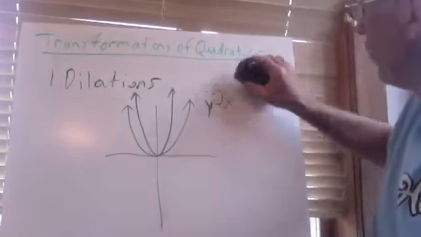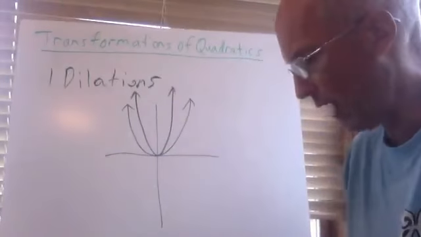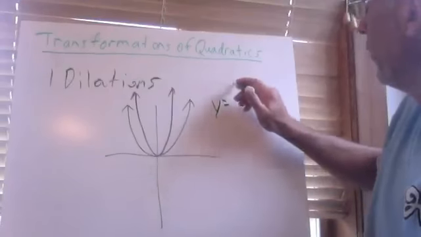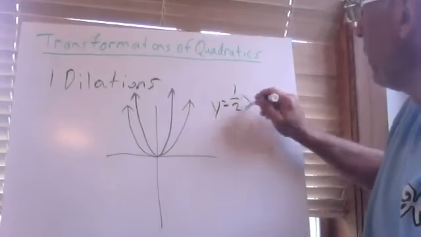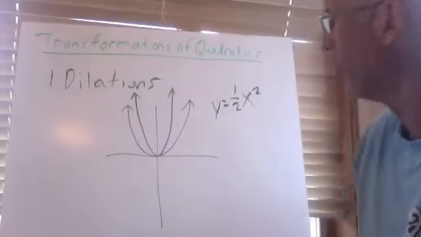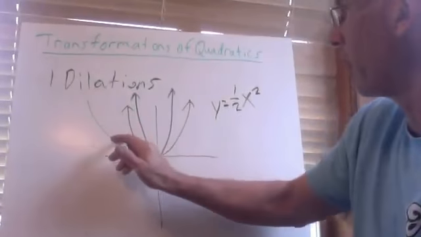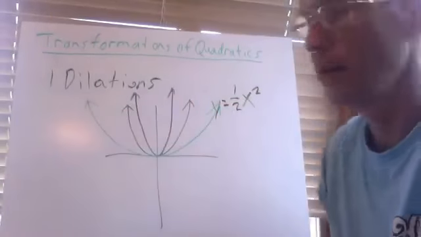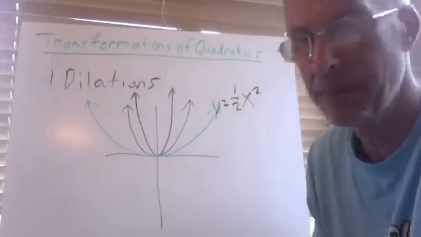If I want to make this go up less fast, just think about what you're doing when you do this. I'm multiplying everything by half, so they're going up half as fast. Now it would look more like this. Okay, does that make sense?